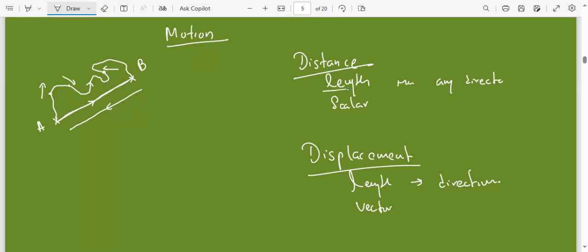Now both are lengths, right? So lengths are measured using the unit meters. So the measuring unit of length is meters, and distance and displacement both are measured in meters. The symbol for meters is m, right? This is what I have mentioned in the note here.